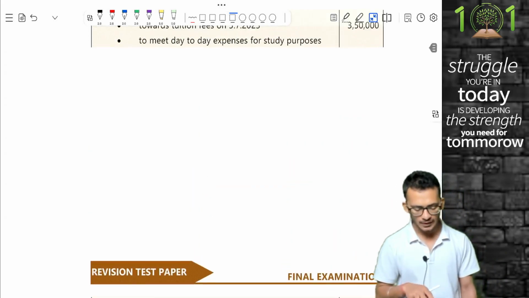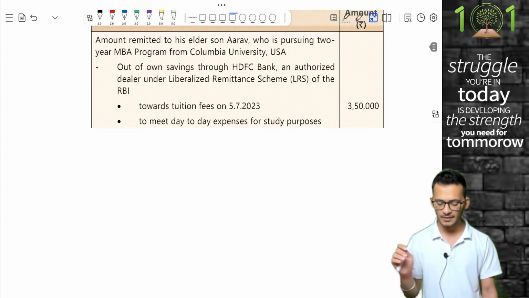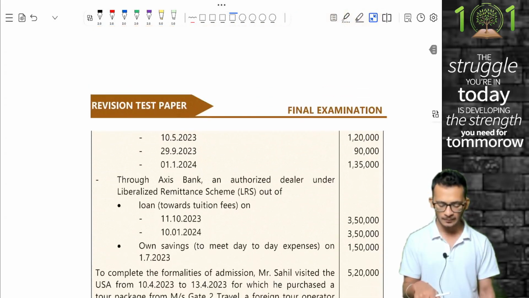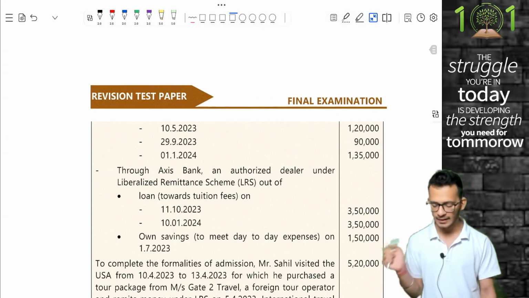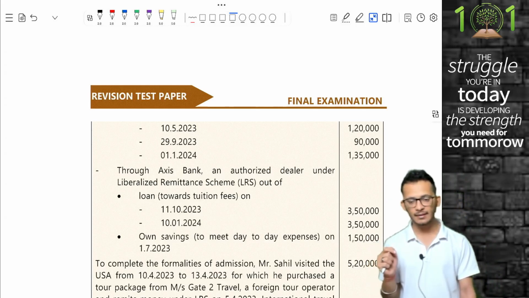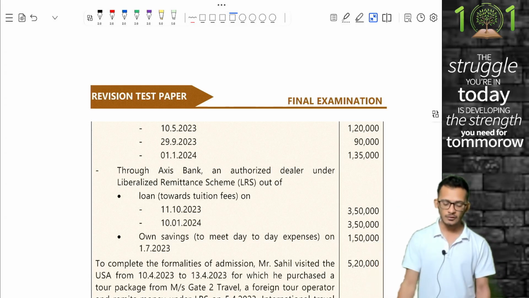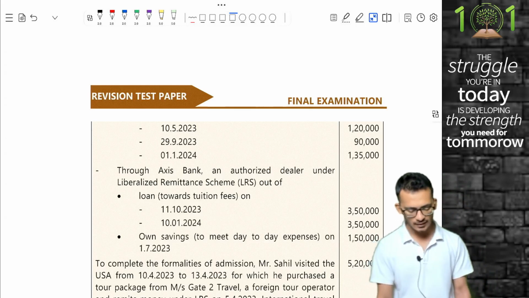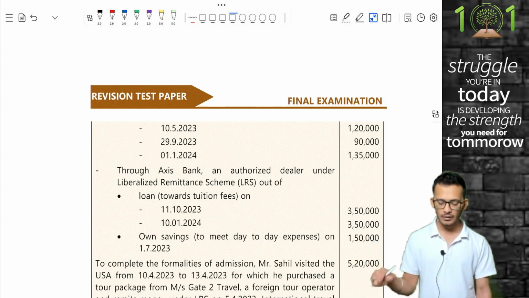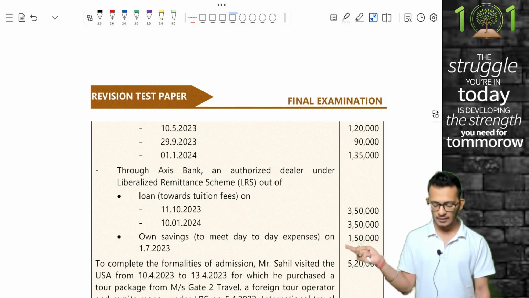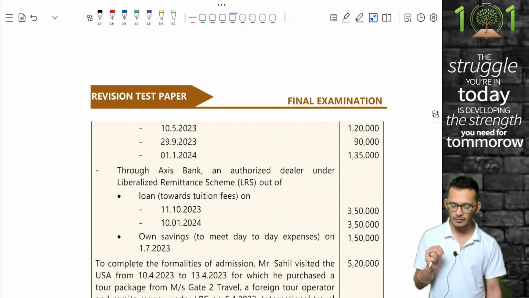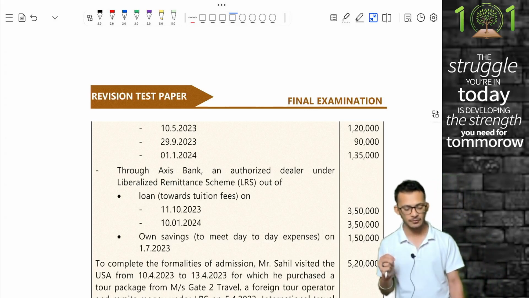But anyway, what is happening is you have some payments which you're making to your son through HDFC. On 5/7 you have made 3,50,000, and on 10/5 1,20,000, 29,990, and 1/1 1,35,000. These kind of payments you have made. Then you have also made a payment through Axis Bank, an authorized dealer under the remittance scheme, for a loan for tuition fees of 3,50,000 and 3,50,000, on 11/10 and 10/1. And then you have also made an own savings payment of 1,50,000.